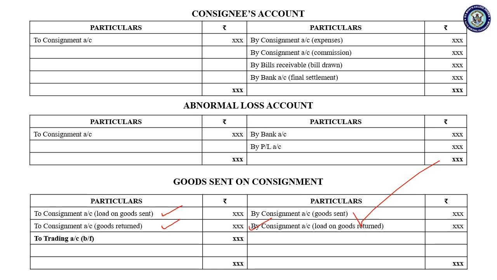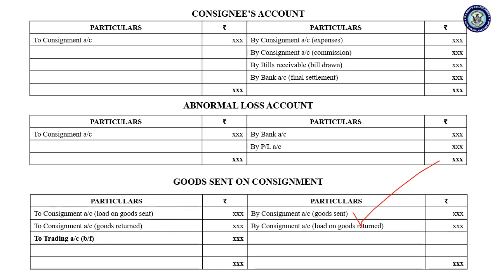You see your consignment account, there are goods sent on consignment entries, two on the credit side, two on the debit side, that you need to record on the opposite side. In consignment, if you debited goods sent on consignment, in goods sent on consignment you have to credit consignment, and vice versa. The difference will go to the trading account, not the P&L account, because this is relating to goods. So it's very easy. Okay, you just remember the consignment account.